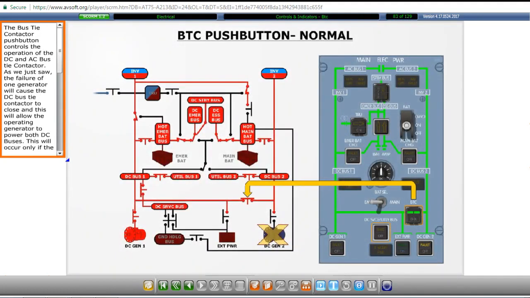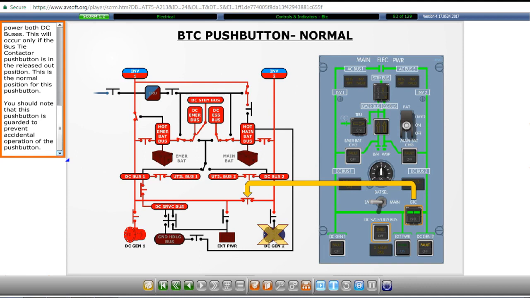The bus tie contactor push button controls the operation of the DC and AC bus tie contactor. As we just saw, the failure of one generator will cause the DC bus tie contactor to close, and this will allow the operating generator to power both DC buses.